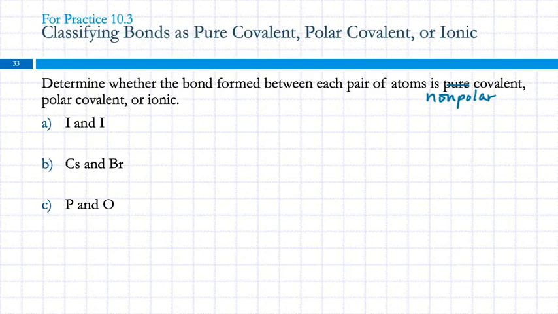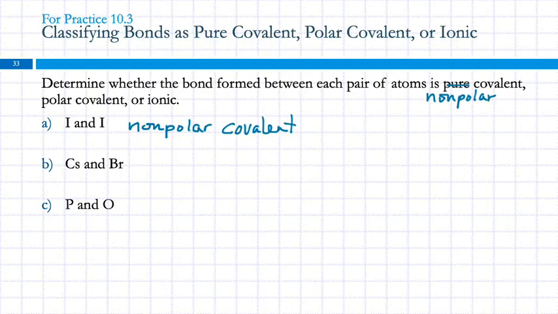It should be nonpolar, right? Because nonpolar means both ends are the same. The electrons are attracted equally to these two atoms. They are the same atom. I mean, there's absolutely no difference between them, so why would they be attracted to one or the other? They wouldn't. So the electrons are shared equally.